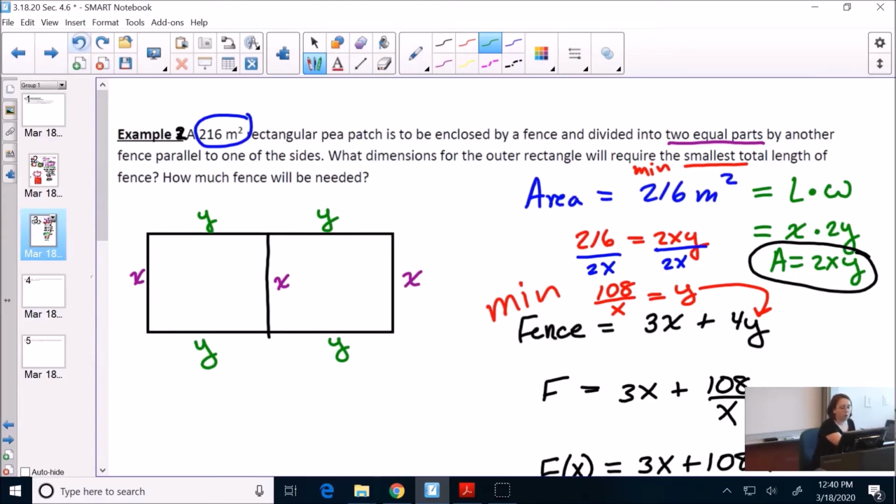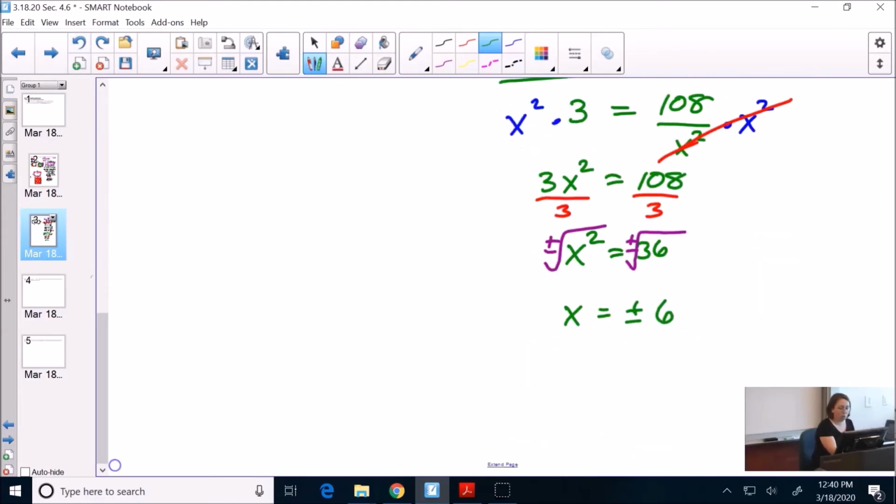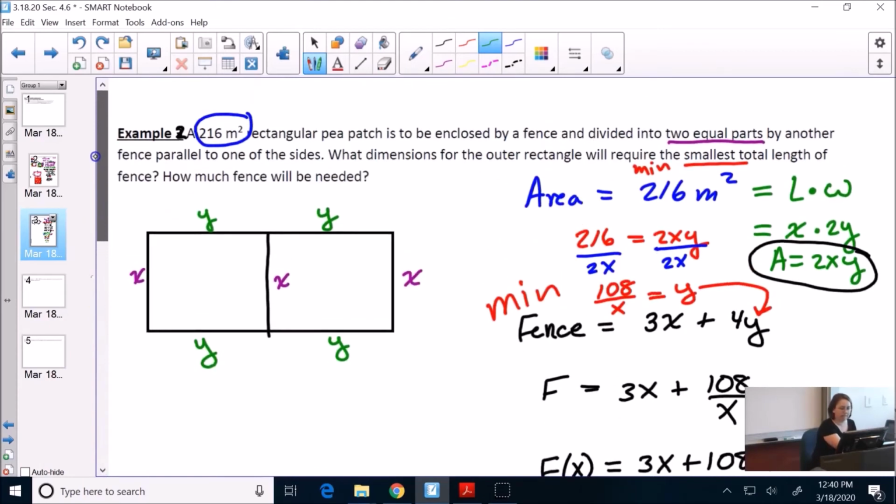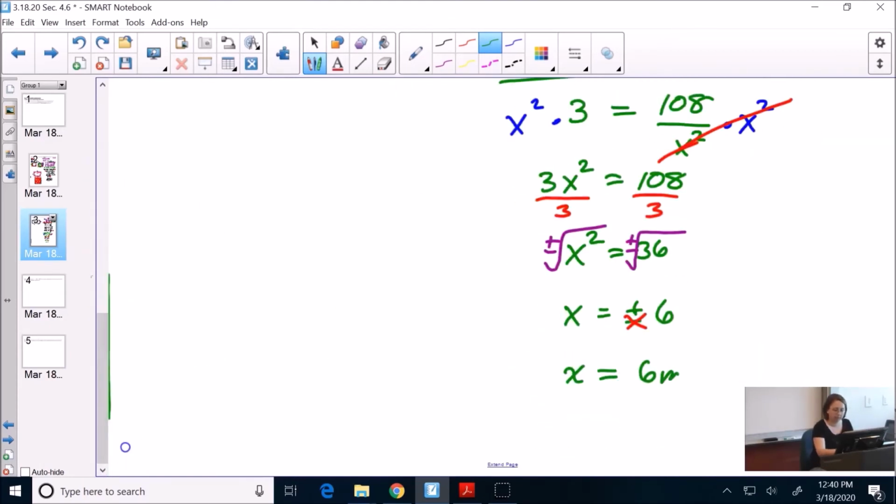Cool. What's wrong with this picture though? x could be positive 6 or negative 6. Can you measure a length of fence with negative numbers? Absolutely not. So we actually cannot allow for the negative because it doesn't make sense to measure with negative values. And what were our units? Meters. 6 meters is that dimension there.